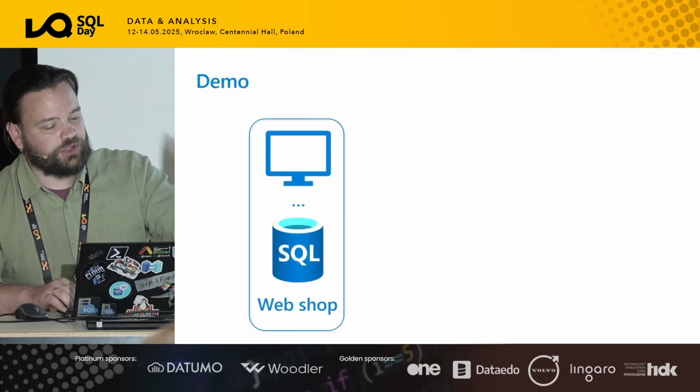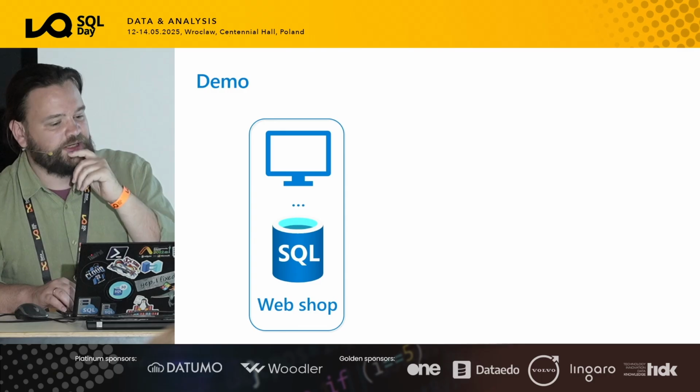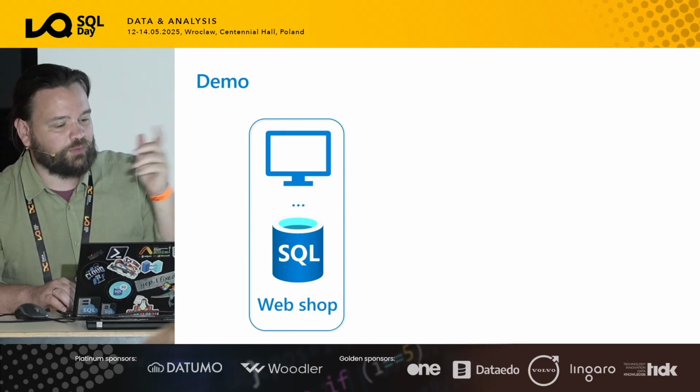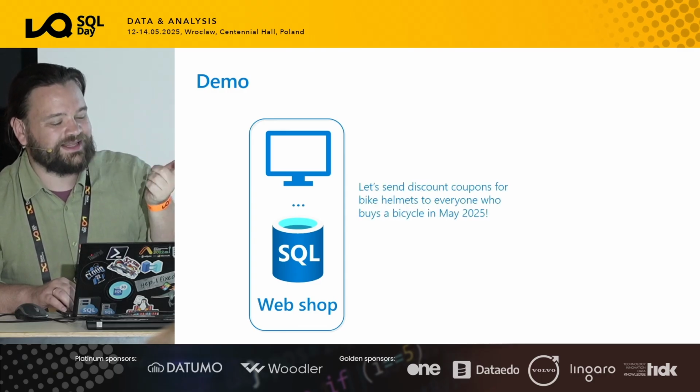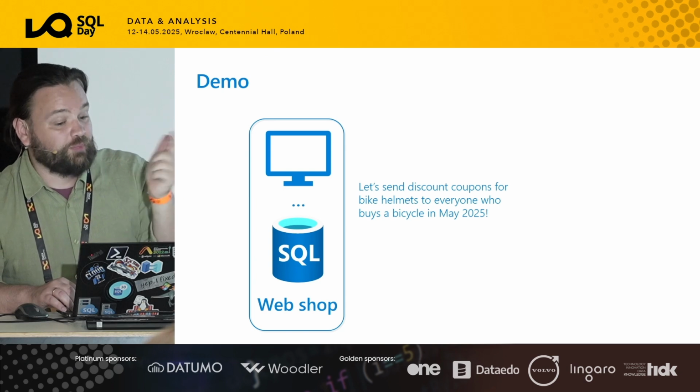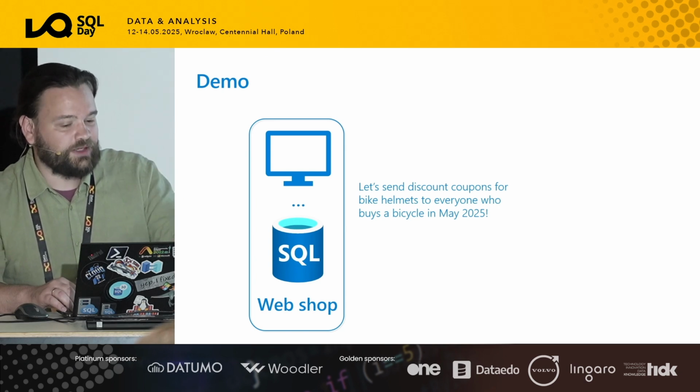Let me quickly show the demo. So I have my web shop. This is the core of my business. It is running stably. We built it a while ago, and now we want to experiment and send a discount coupon for helmets to everybody who buys a bicycle in May 2025.